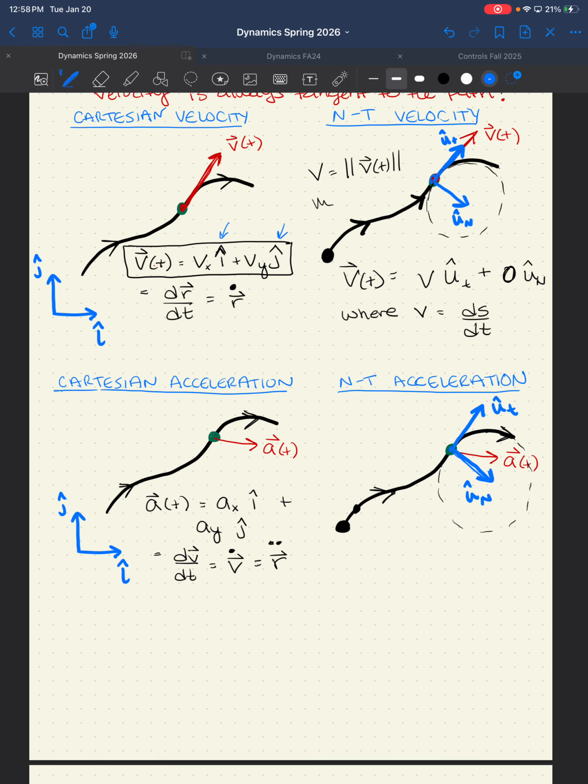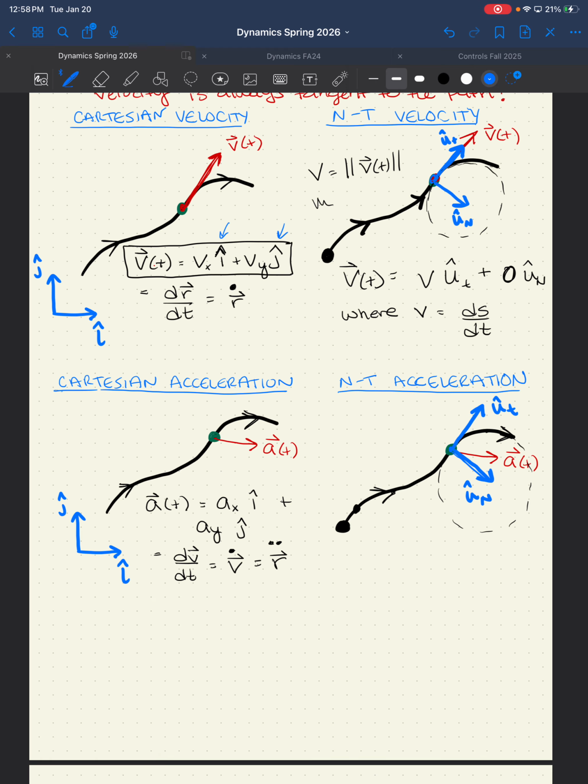Based on the way I've drawn it, does the acceleration vector fall entirely neatly into one of the unit vectors like it did for velocity? I'm seeing head shake no. That's correct. There's going to be some amount of acceleration that goes in the u hat t direction and some amount that goes in the u hat n direction. So it's not as nice and neat as it was for velocity.